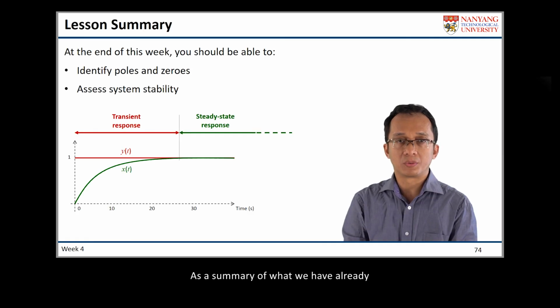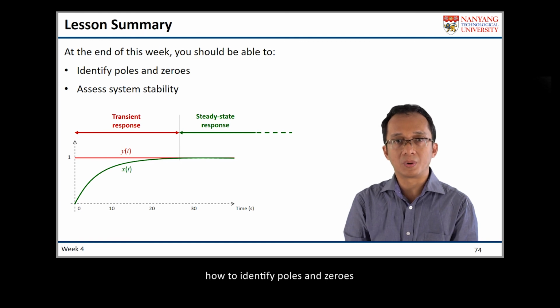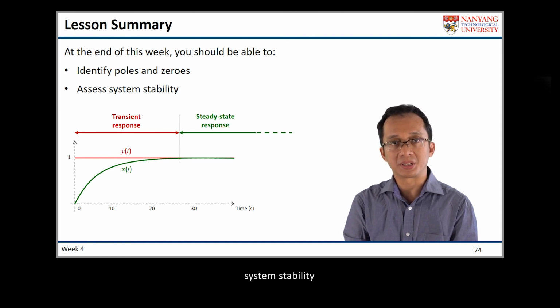As a summary of what we have already discussed in this session, you have already learned how to identify poles and zeros from a dynamic system, and then we have shortly discussed how to assess system stability.